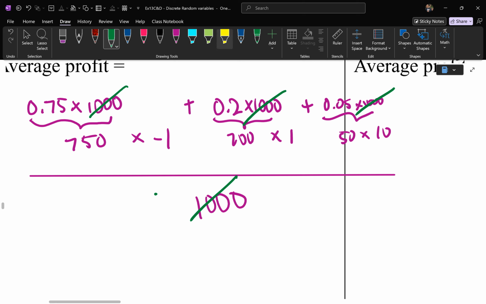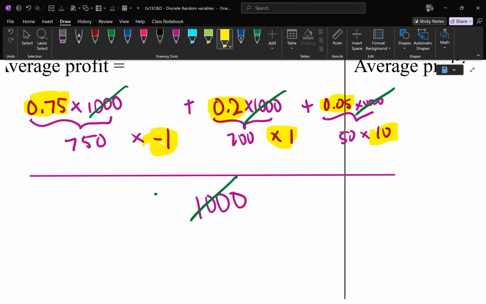So right there, this is where probability of the event times the x value. Probability of the event times the x value. Because you don't need the 750, you don't need the 200, you don't need the 50. The 750 and 50 is all arbitrary because it's dependent on the games.